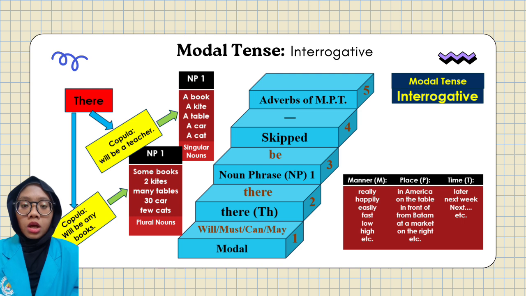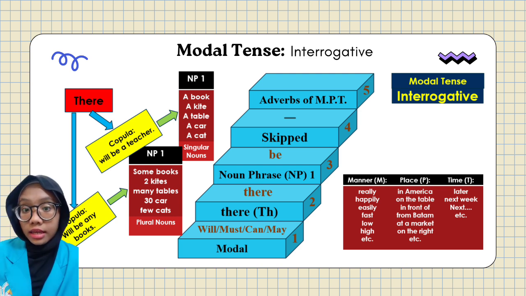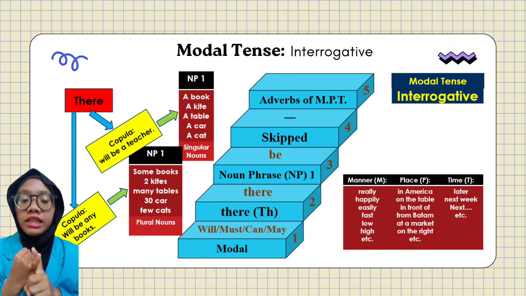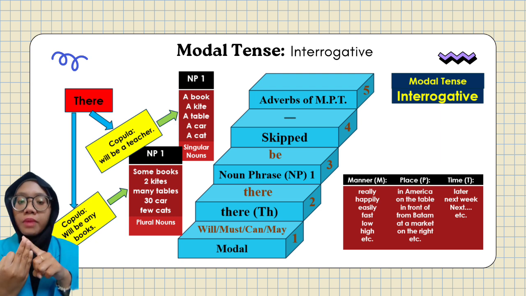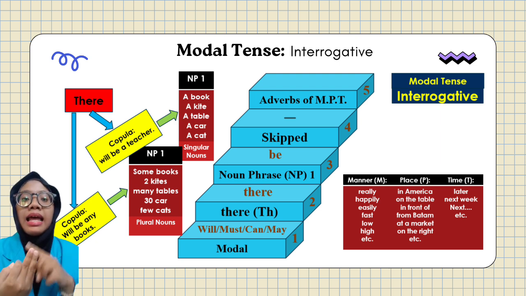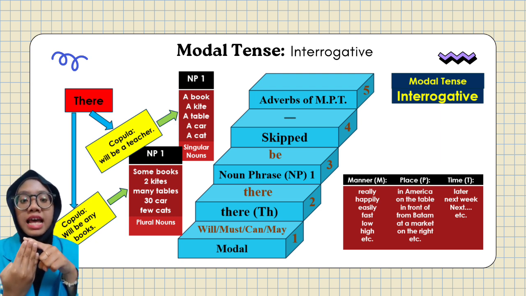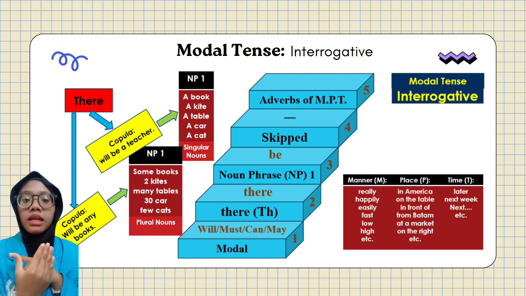For example, will there be a new menu at the Korean restaurant next week? Will for the modal in the first step, there for the second step and followed by be after it, a new menu for the non-phrase one, at the Korean restaurant for the adverb of place, and next week for the adverb of time.